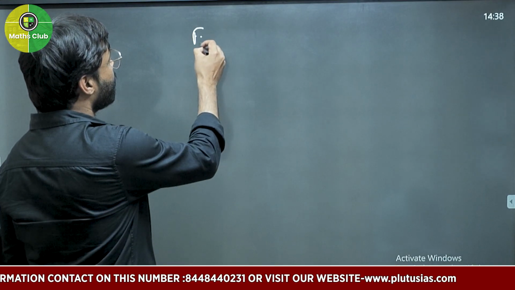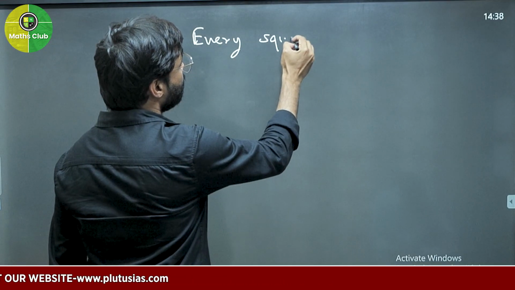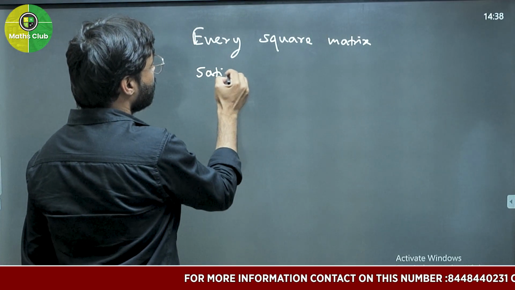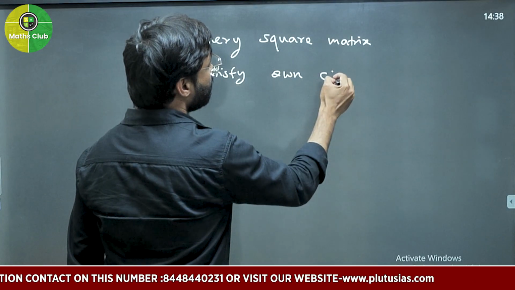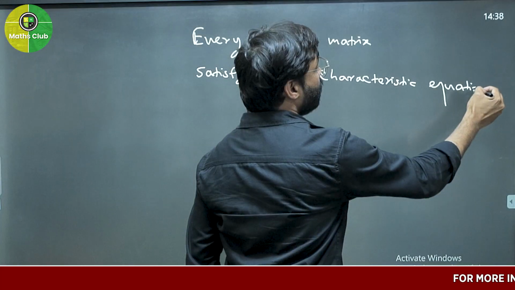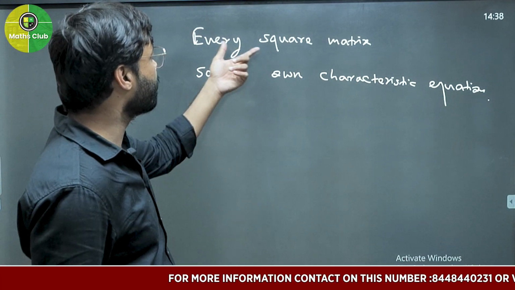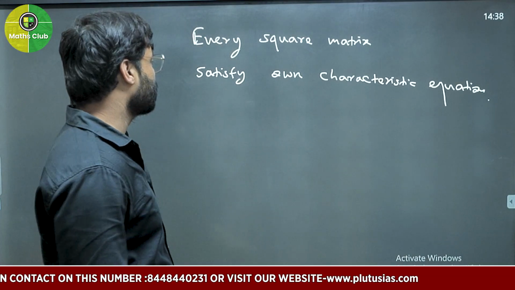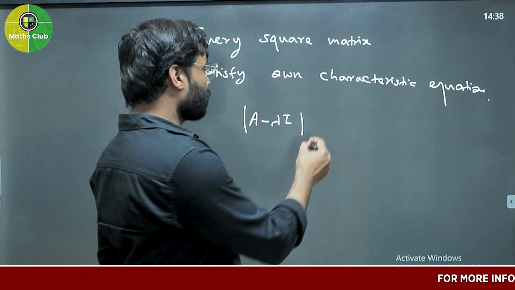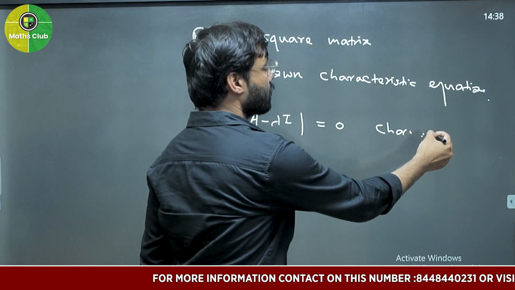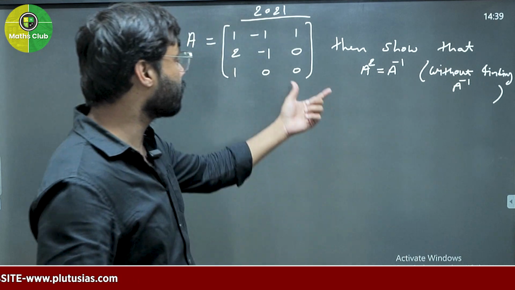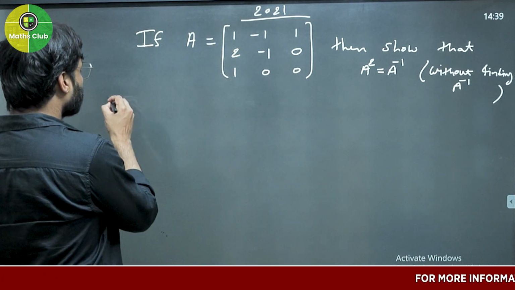We know that every square matrix satisfies its own characteristic equation. That is the Cayley-Hamilton theorem. The Cayley-Hamilton theorem says that every square matrix satisfies its own characteristic equation. And what is the characteristic equation? We know that the determinant of A minus lambda I equals 0. That is the characteristic equation. So we will use the Cayley-Hamilton theorem to show that A square equals A inverse in this particular question. So how to solve this question?